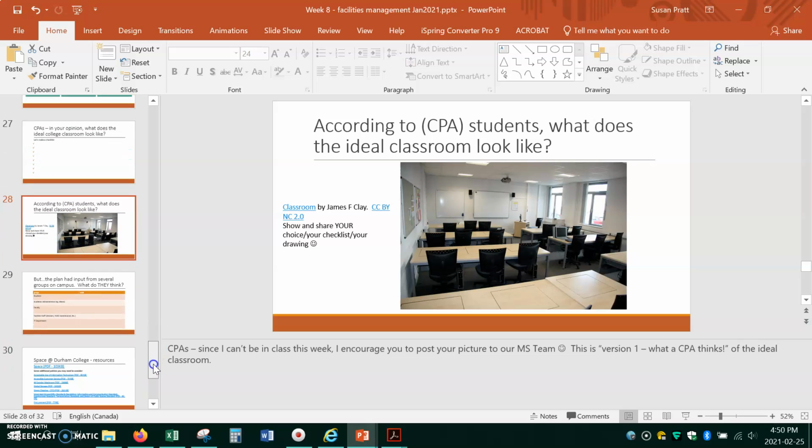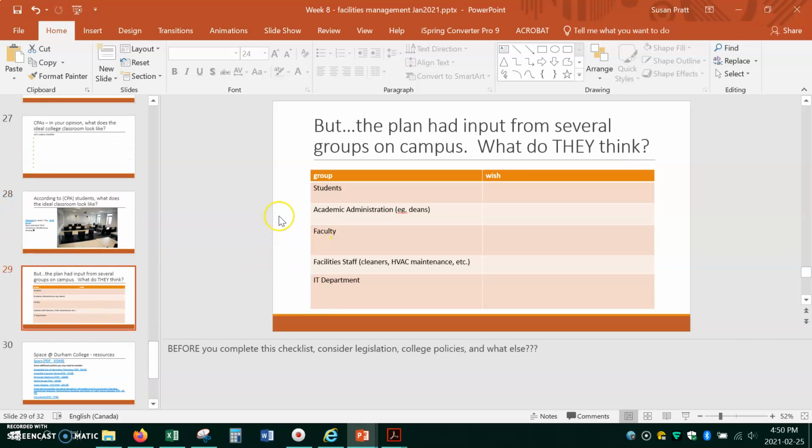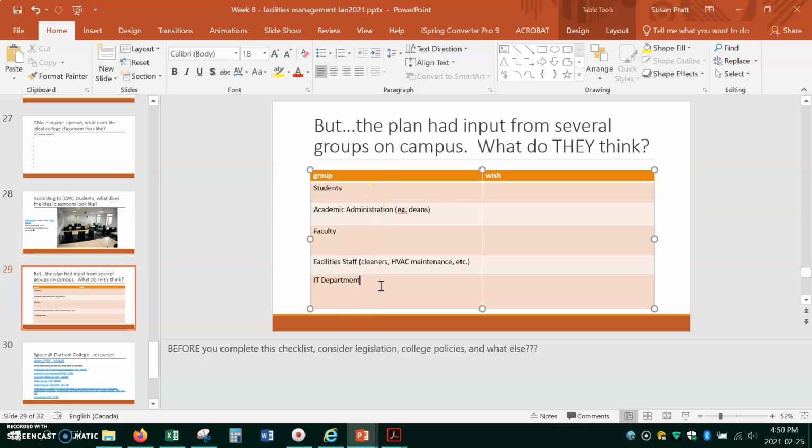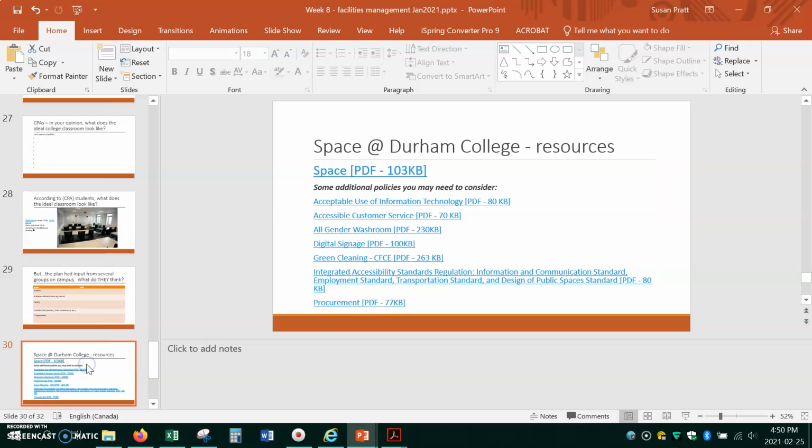All right. But if you did the reading, then you know that's not how it really works. Space is designed with input from various stakeholders in the organization. So at Durham College, that means all of these different things. You need to take a look at this document. It's a Durham College policy about space and how it will be allocated. And I put some other policies up here that you might find interesting.